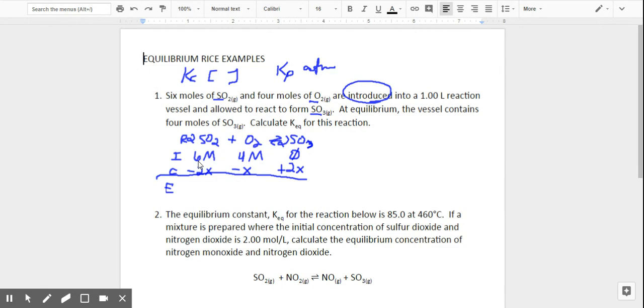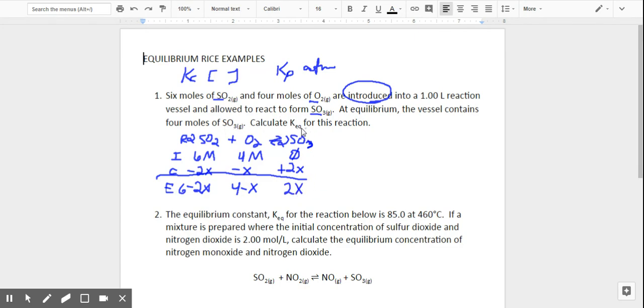Now, if I combine my initial and my change, I will get my equilibrium expression. So all I have to do is combine these two together. So equilibrium for SO2 will be 6 minus 2x. For O2, it'll be 4 minus x. And for SO3, it will be 2x.